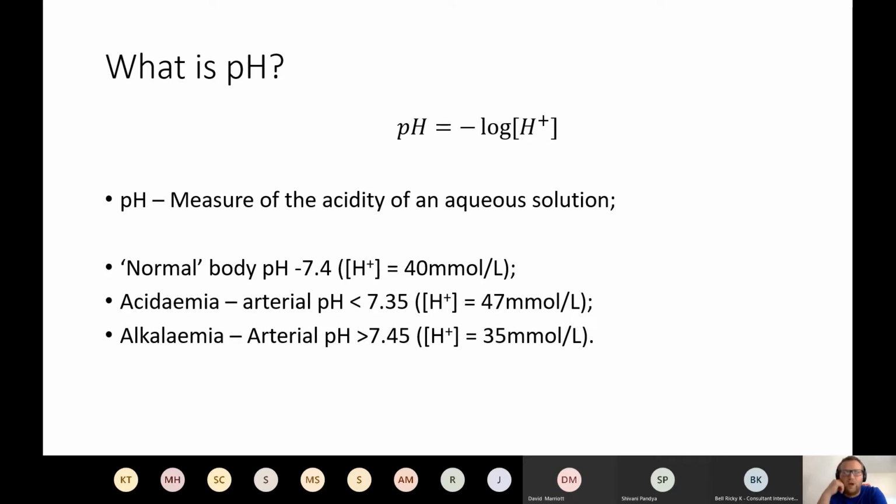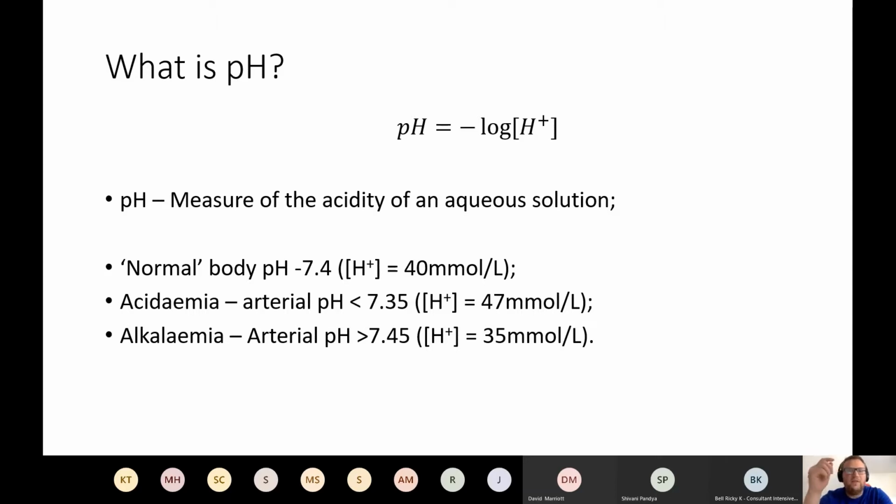So what is pH? pH is the negative logarithm of the concentration of hydrogen ions, and essentially it is the measure of the acidity of an aqueous solution. As we all know, normal body pH is 7.4, which equates to a concentration of about 40 nanomoles of hydrogen ions. We define acidemia as a pH of less than 7.35, and alkalemia as a pH of greater than 7.45.